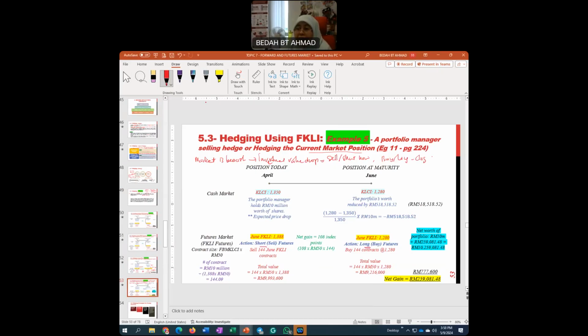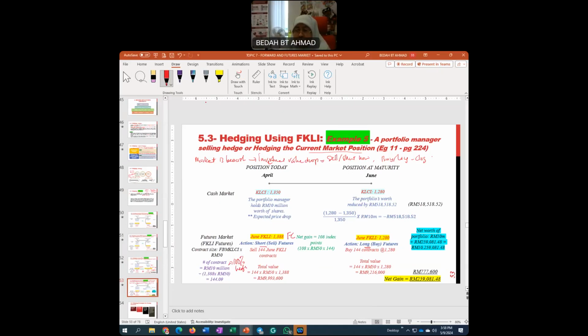So what happened at the opening? This portfolio manager needs to hedge this investment fund in the futures market, either buy or short, that is, sell the futures contract. So you need to calculate the number of contracts, for the 10 million. This is considered a 100% hedge.